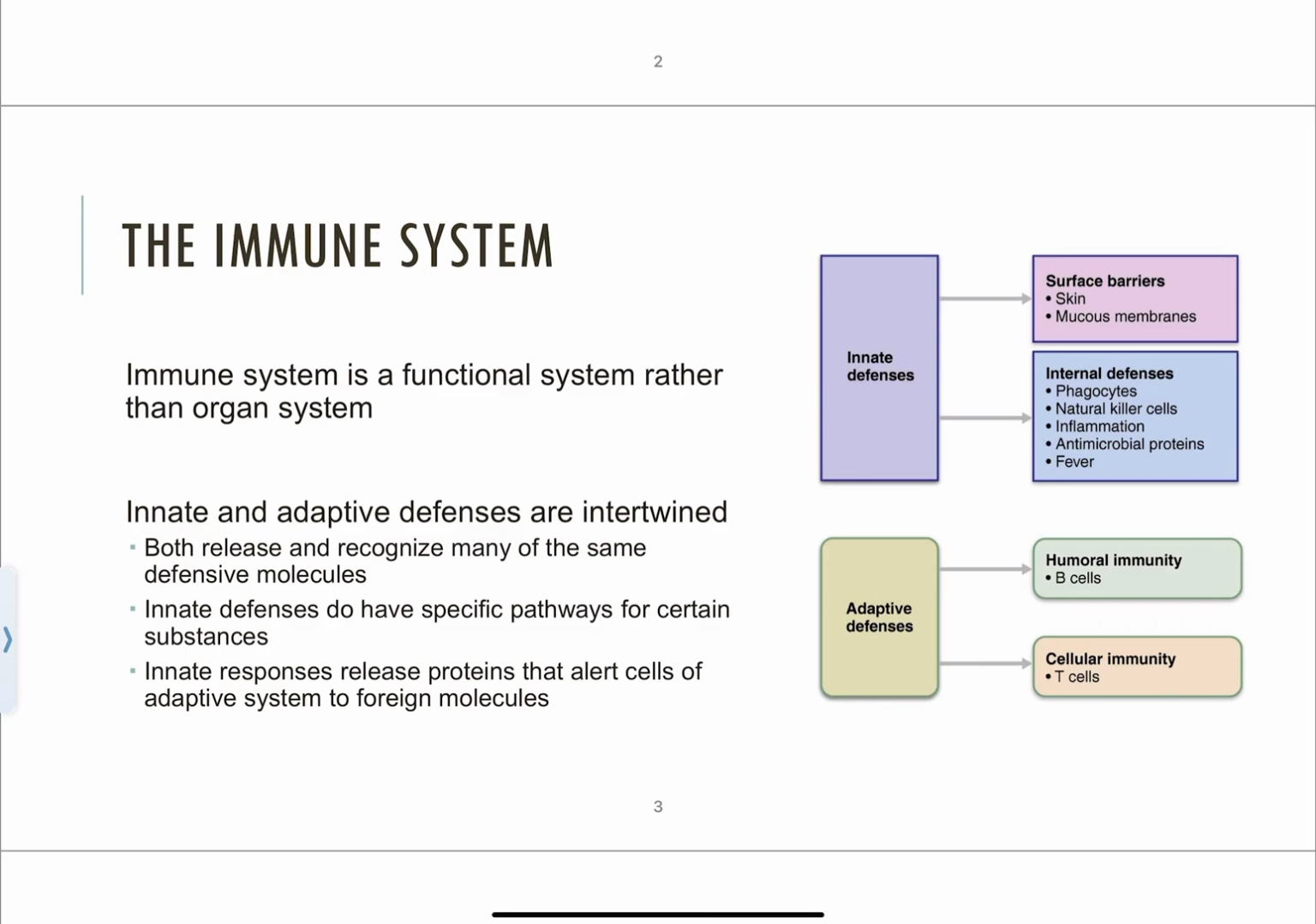So we can see over here, here's one division, our innate defenses. This includes our surface barriers, our skin and mucosal membranes. That would be our first line of defense. Then our second line of defense would be proteins, cells, and enzymes, so things like phagocytes, natural killer cells, inflammation, antimicrobial proteins, and fever. Our adaptive defense is considered our third line of defense, and we have two divisions: our humoral immunity, which includes our B cells, and our cellular immunity, which includes our T cells.